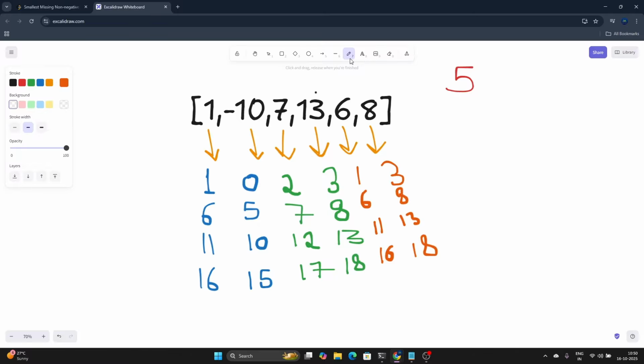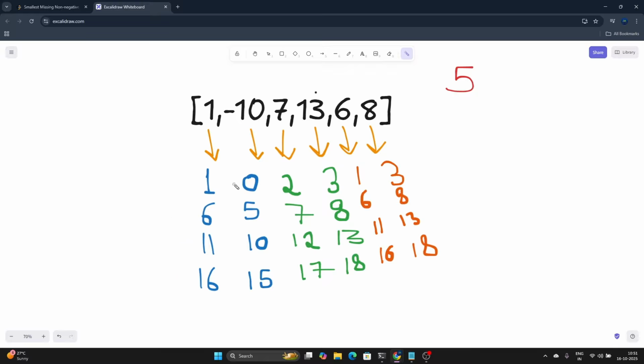So the thing is, this is your given array, right? Your given array is 1, 10, -10, 10, 7, 13, 6 and 8. Now the thing is, guys, this 1 can be converted to 1 or 6. It is originally 1. You can add 5 to this, 5 is the value we have, and this can be 6. This can be 11 if you perform the operation 2 times, this can be 16 as well.